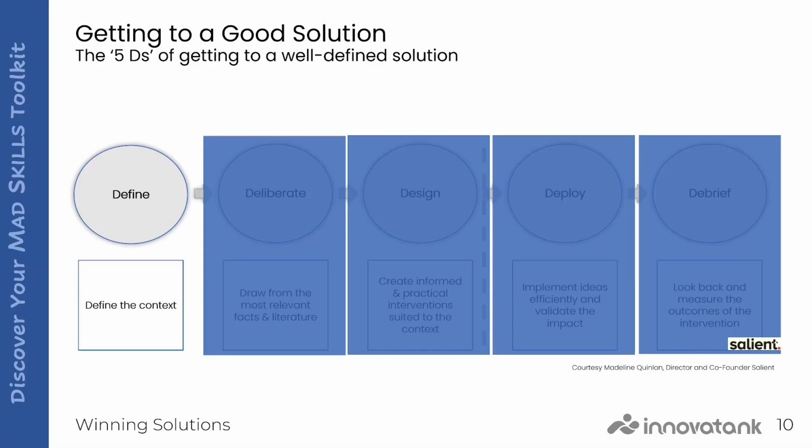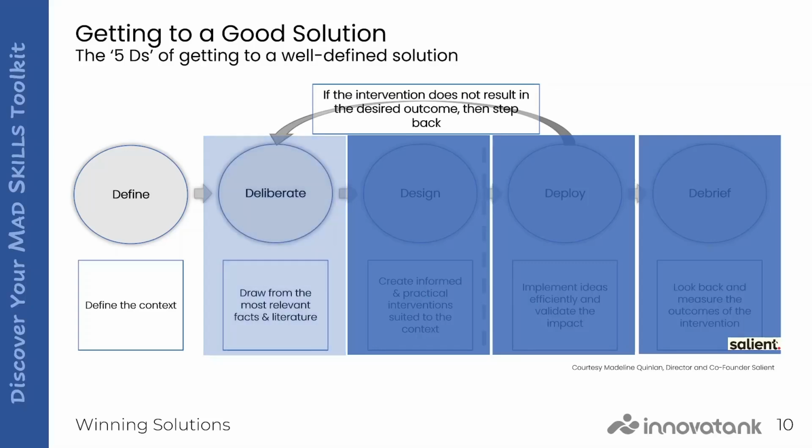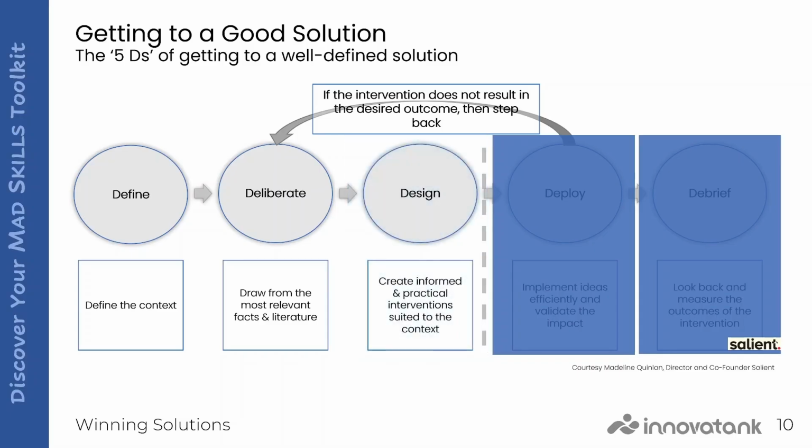And then the other piece of this is just building a little bit of how do you build that well-defined solution? You start off with defining it, defining the context, and going back and forth between a few of the things. But once you've defined it, you can deliberate. So that's where you draw from your research, the facts, the literature, etc. You start the design and create informed and practical information that's suited for it.